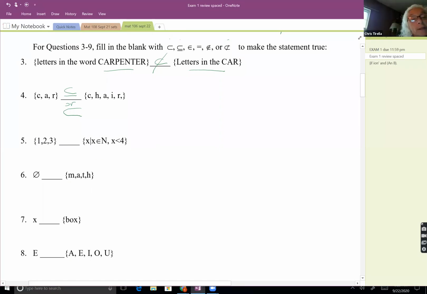Okay, on the left we have 1, 2, 3. What's the set on the right? All elements that are natural numbers less than 4. So what would be in there? 1, 2, 3. So how would those two sets compare? They're equal. Because they're equal, could I also say that it's a subset? Yes. Beautiful.